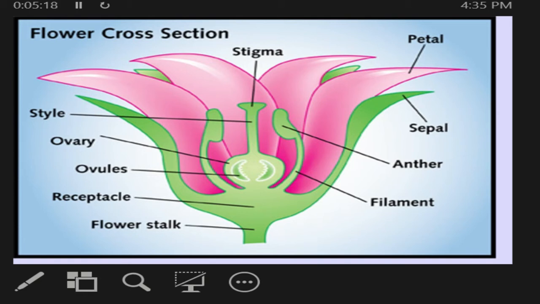Flowers are what make flowering plants. Flowers provide mechanics for sperm to find the eggs, thus leading to fertilization and development of seeds.